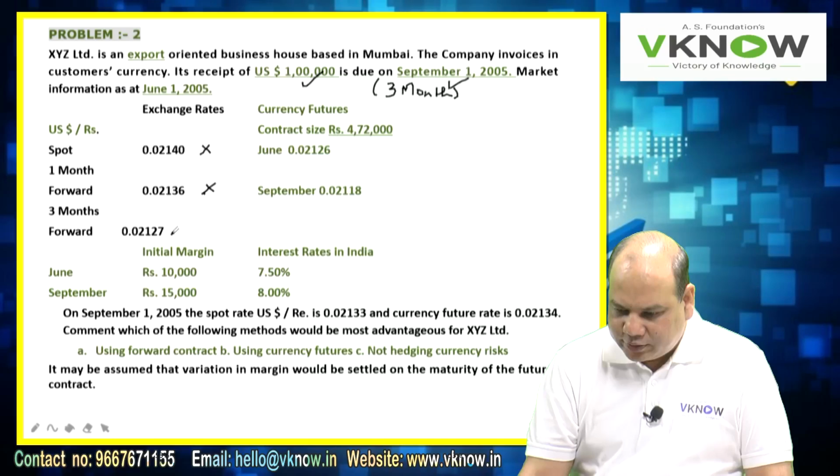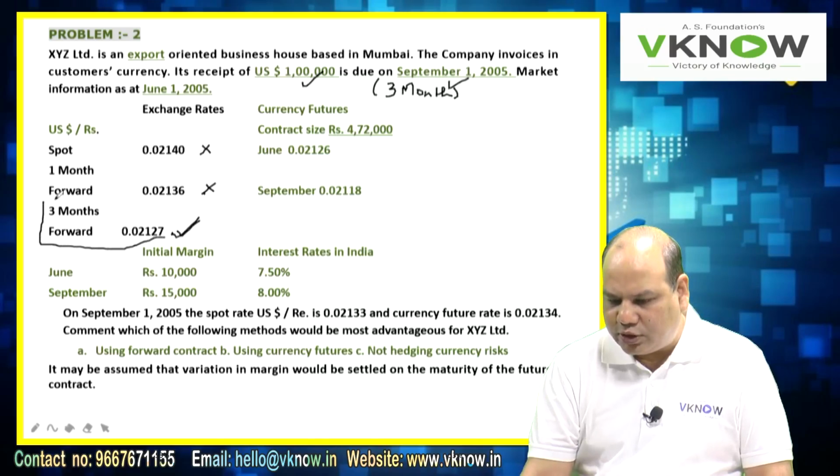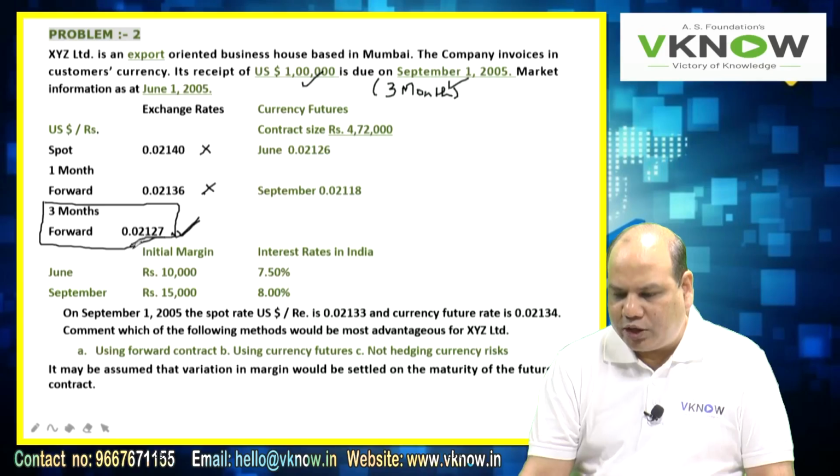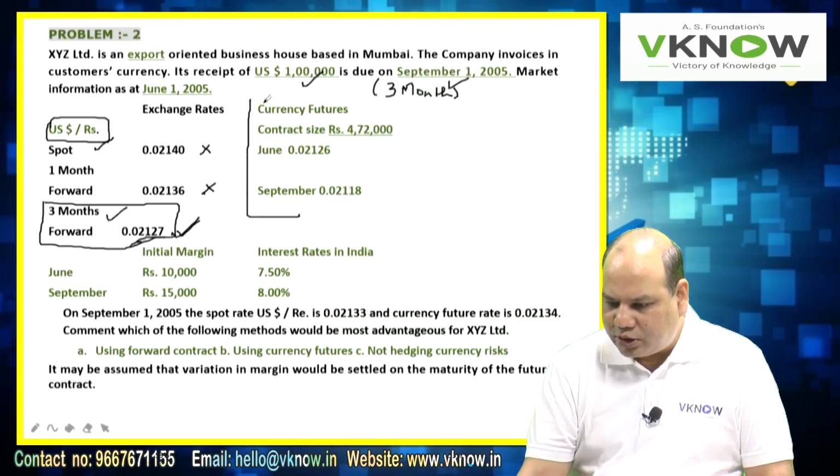3-month forward rate, this is relevant, tick mark. So 3-month forward rate, because the amount will be received after 3 months. So I will enter into a 3-month forward contract, and it is US dollar per rupees. This is the exchange rate. This is the quotation for 3 months forward. Now come to this part. This part is for future.